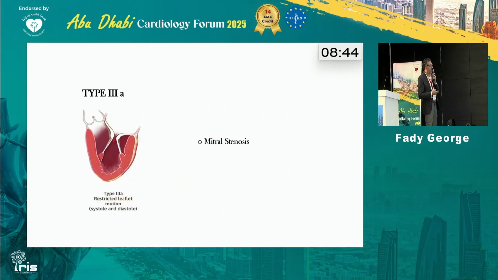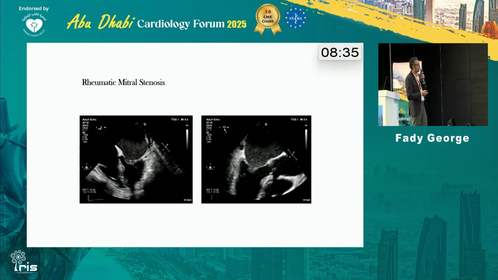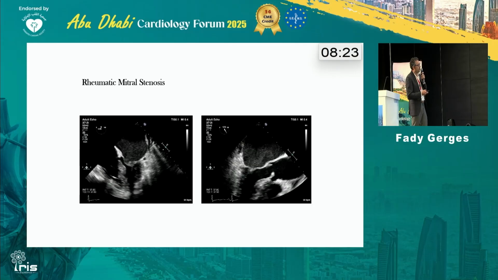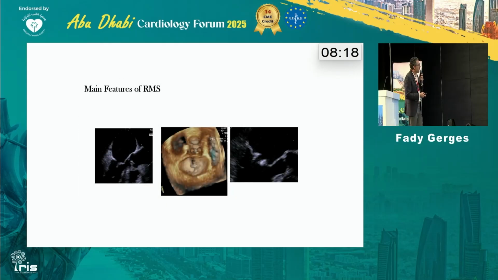This is type 3A, where you have restricted leaflet motion in both systole and diastole. That means rheumatic heart disease. Just imagine it. So you'll see every single thing which we know about rheumatic heart disease: the hockey stick appearance of the anterior mitral leaflet over here, doming, and there's also a lot of calcification of the mitral leaflets, limited mobility of the posterior mitral leaflet. And these are the main features of rheumatic mitral stenosis, as you can see here.